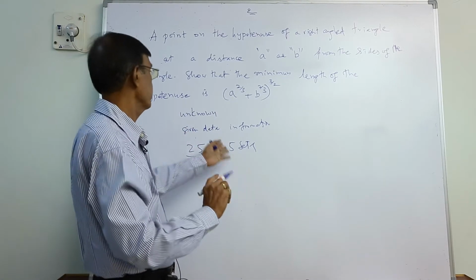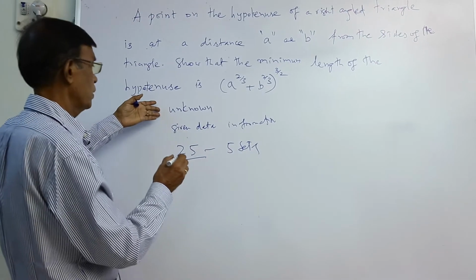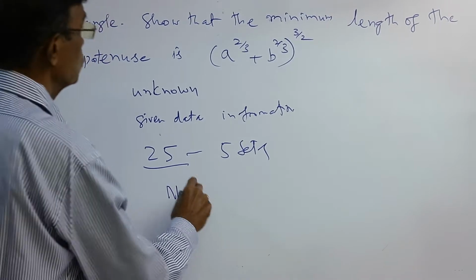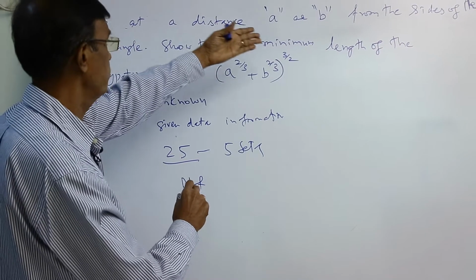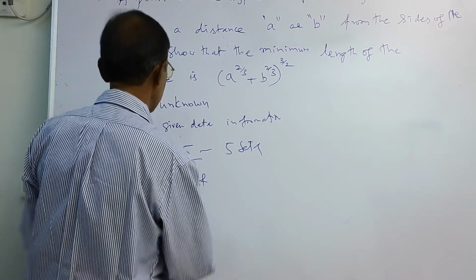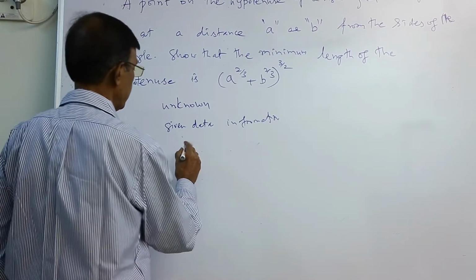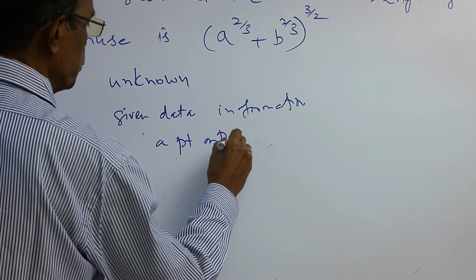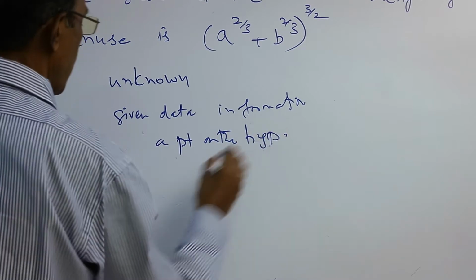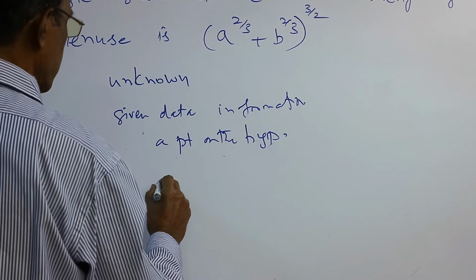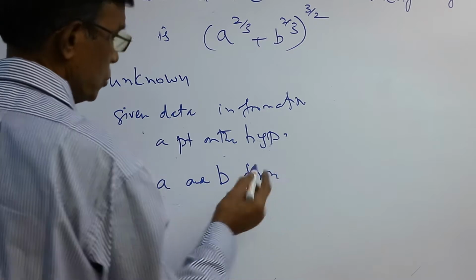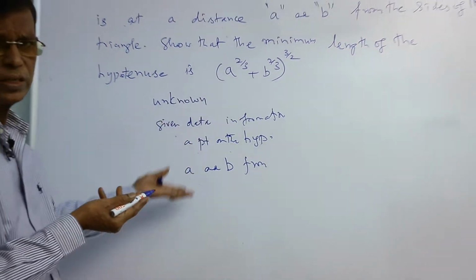So this is the unknown. Now you use the notations. A and B are known, so I will write it. Given data: a point on the hypotenuse, which is at distances A and B from the sides. There are 3 sides and 1 is the hypotenuse, so only 2 sides are left. So A and B from the sides.